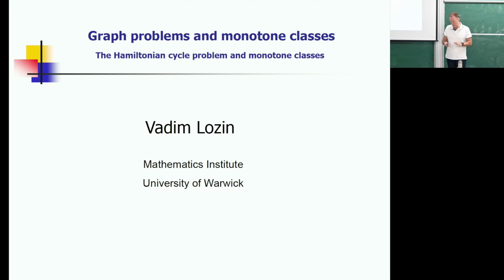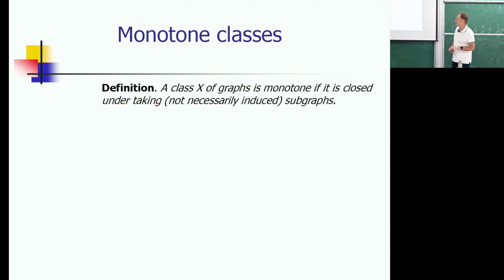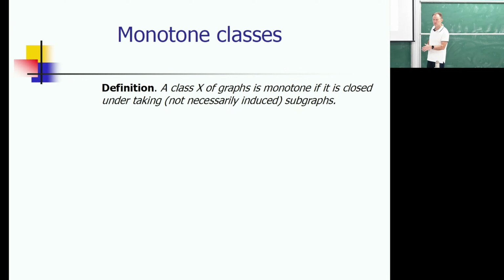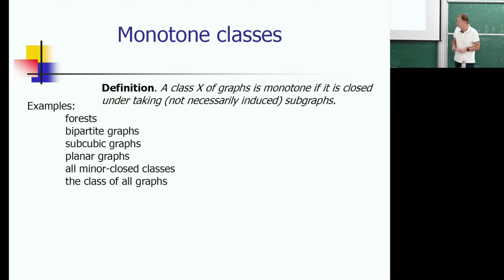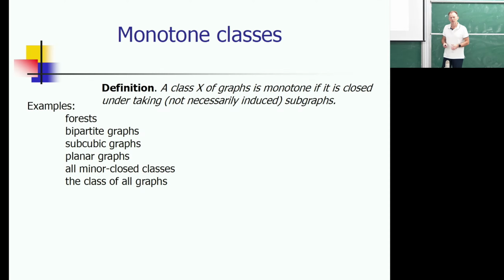But first of all, let me formally define the notion of a monotone class. It's a class of graphs closed under taking subgraphs, not necessarily induced, meaning that if you have a graph in your class, you can delete a vertex, you can delete an edge, and the graph remains in the class. Examples of monotone classes are forests, bipartite graphs, subcubic graphs, meaning graphs of vertex degree at most 3, planar graphs, or more generally, all minor closed classes of graphs are monotone, including the class of all graphs.